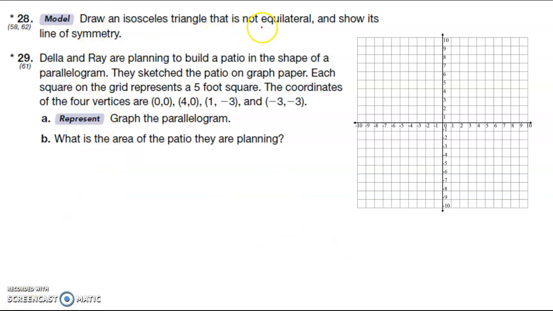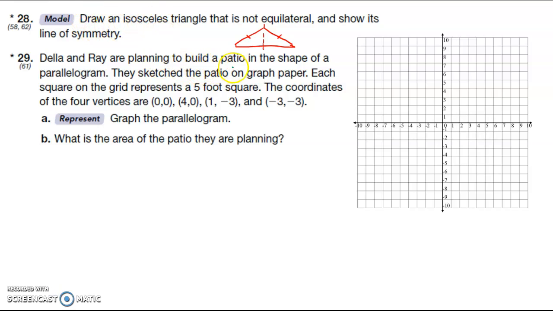All right, draw an isosceles triangle that is not equilateral. Show its line of symmetry. An isosceles triangle is going to have 2 sides that are the same. This is not an equilateral triangle. This side is the same, and the line of symmetry is right down the center.